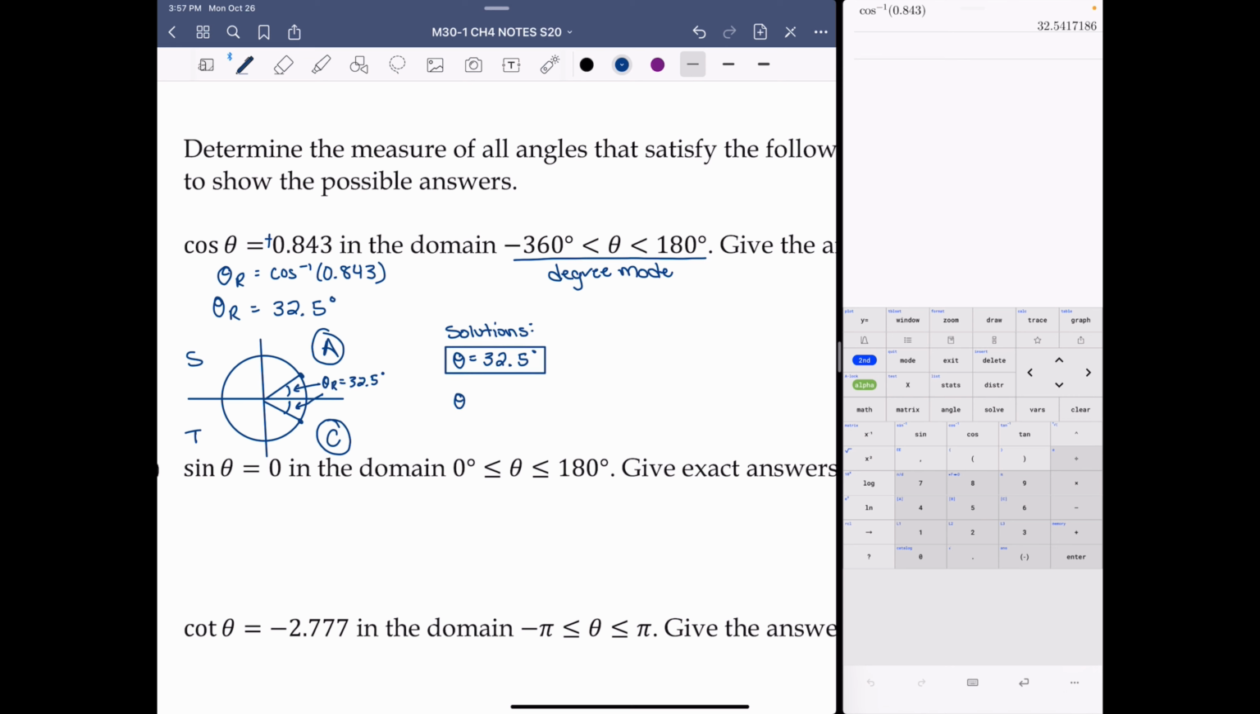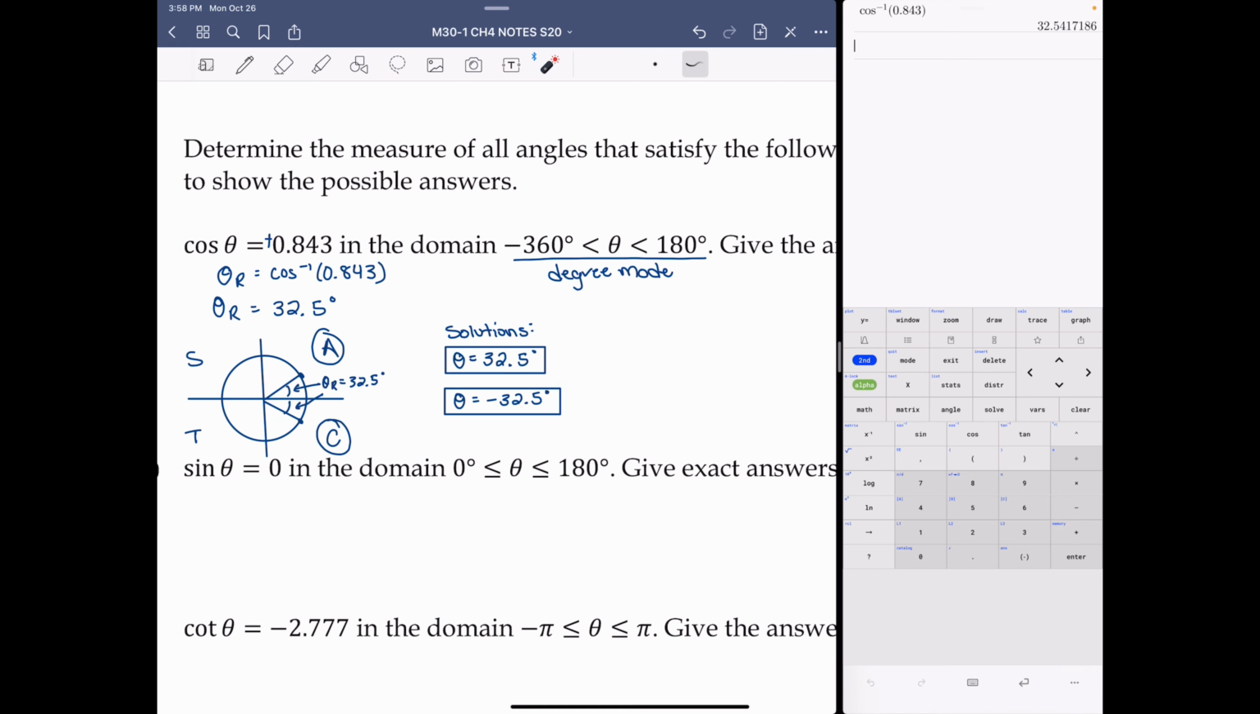We could also have theta equal to negative 32.5 degrees. So if we go the negative direction to here, that's negative 32.5 degrees. Then can we get any more positive angles? Our domain ends at positive 180, so it ends over here. To get any more positive angles, I would have to go around a full rotation and then come back, which would be more than 180. So I'm not going to be able to get any more.